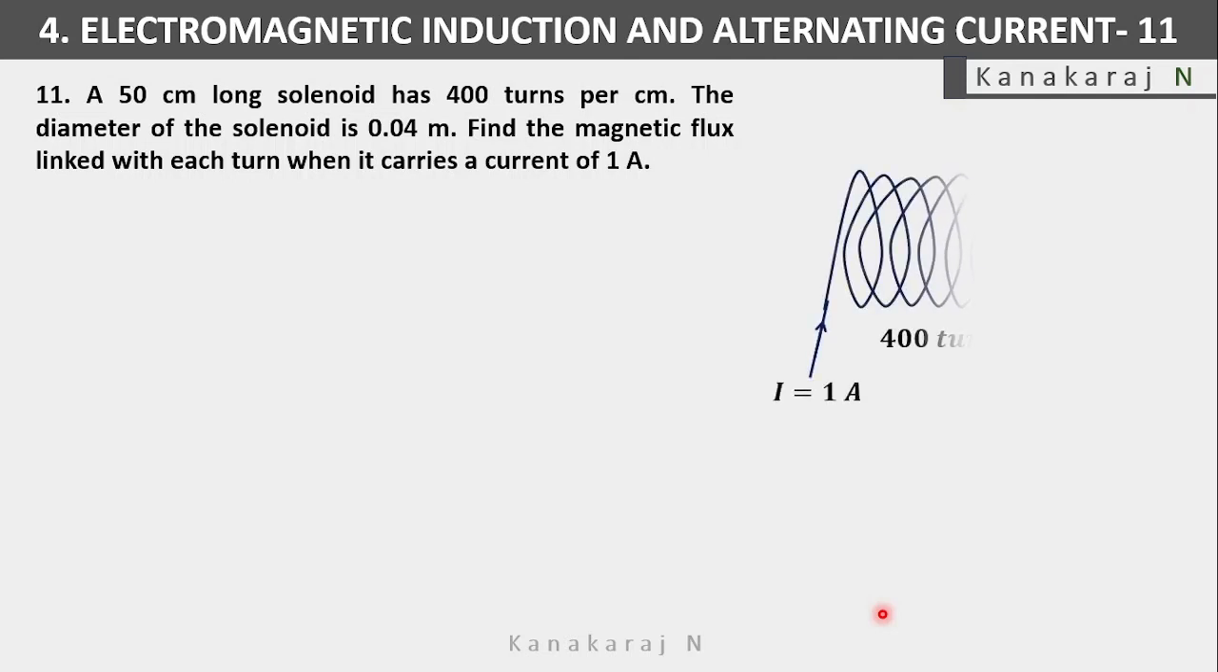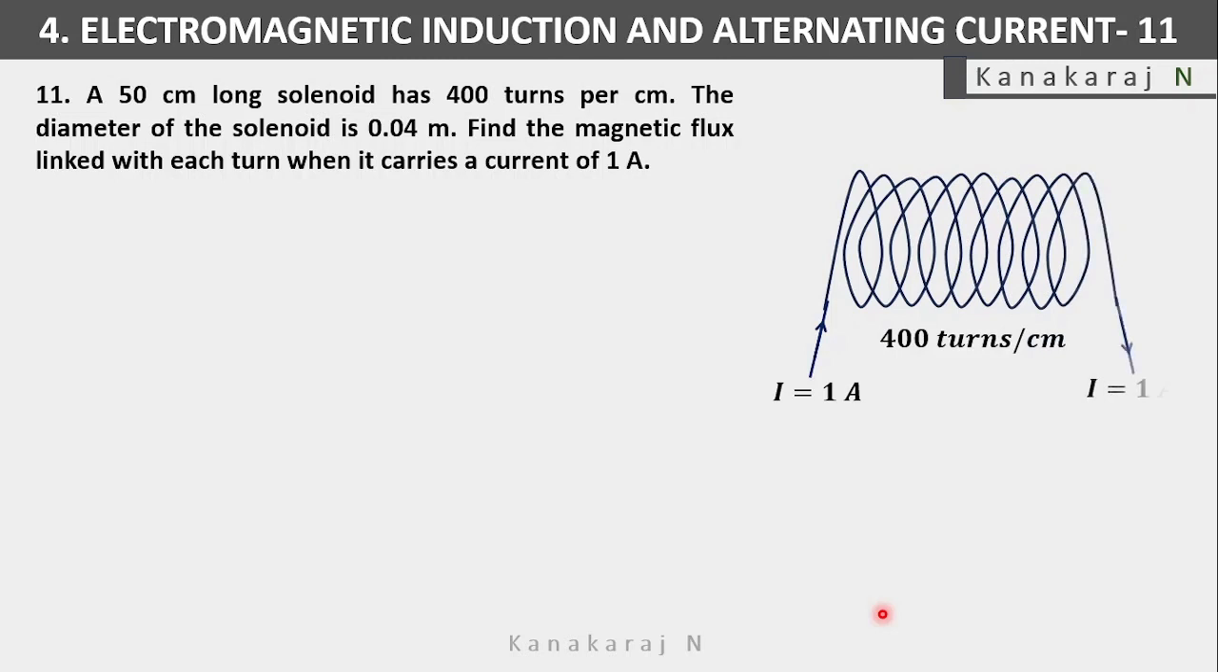The solenoid is given, which carries a current of 1 ampere and it has 400 turns per centimeter, and its length is 50 centimeter and the diameter is 0.04 meter. All these data are given in the problem. Let us picturize it. Good.